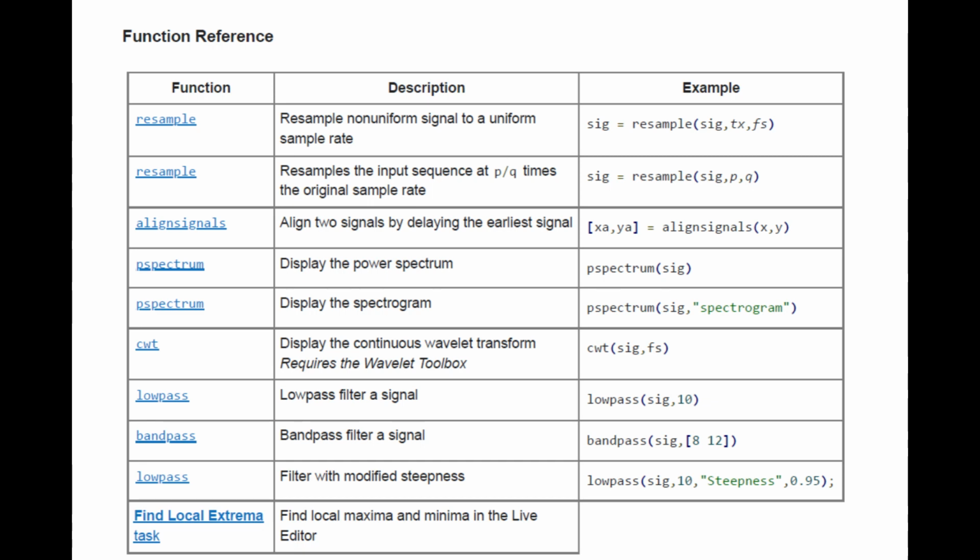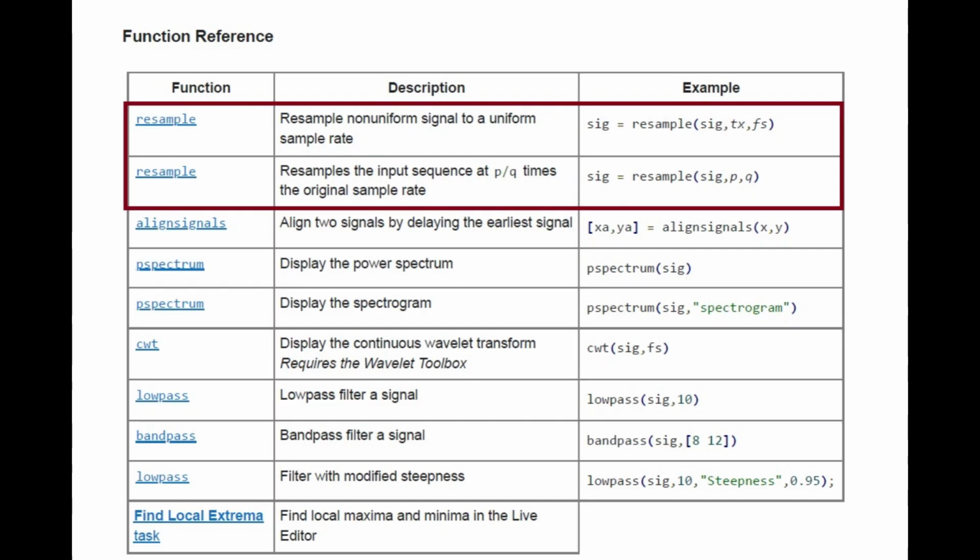The image displays a function reference table commonly used in signal processing in MATLAB. Here's a breakdown. 1. Resample functions. Resample Non-uniform resamples a non-uniform signal to a uniform sample rate.